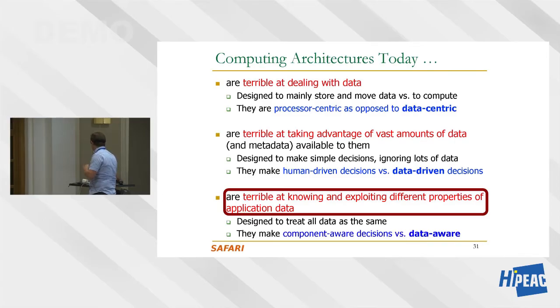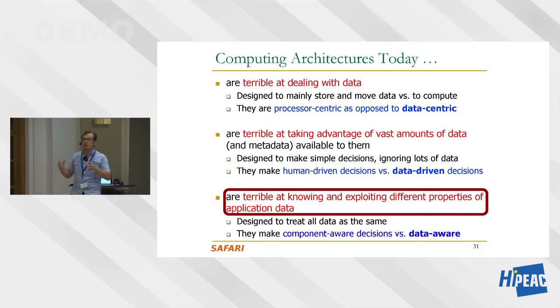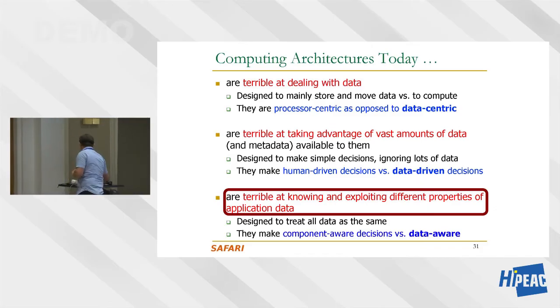Today's computer architectures are processor-centric. We're going to cover that. Today's computer architectures make human-driven decisions. We're going to cover that with machine learning at the end. This was a piece we were not covering in the original slides, but I think today's architectures are poor at knowing and exploiting different properties of application data because this information is not discovered at the higher level and not communicated to the lower levels in general. With specialized accelerators, this is changing, but I think we need to do this more at the general purpose level also. So basically, today's architectures are designed to treat all data as the same. They make component-aware decisions as opposed to data characteristic-aware decisions.